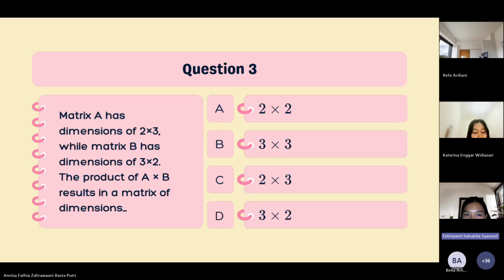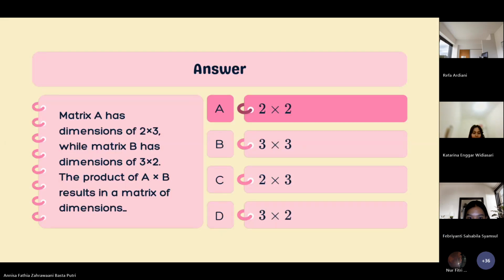Okay, Nur Fitri. My answer is A, 2 multiply 2. Okay, thank you. Next. Okay, that's right. The answer is A, 2 by 2. Next question.